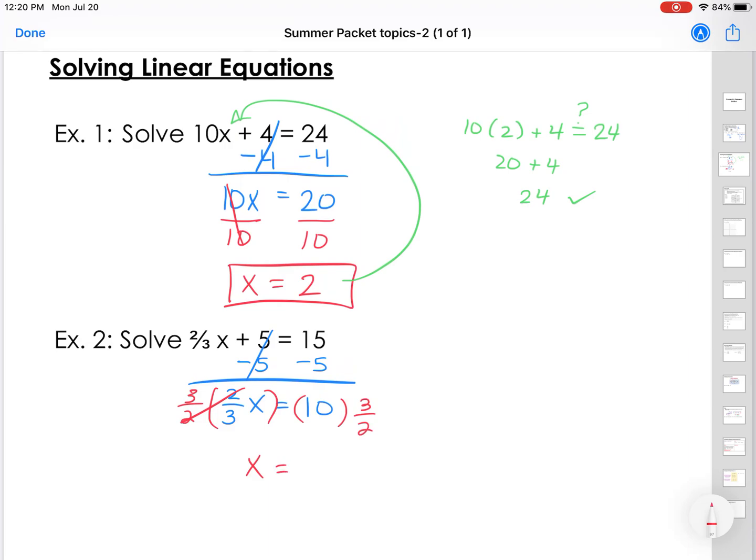Over here, 10 times 3/2. Remember, 10 is really a numerator. I can think of that as 10/1. So that's 30/2, and 30/2 is equal to 15.